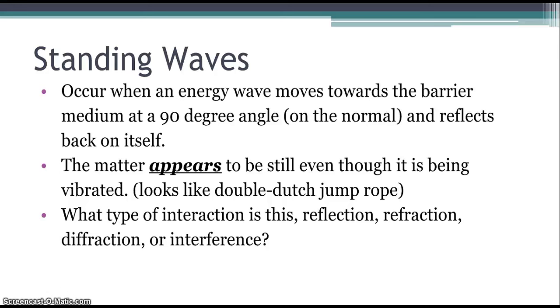But to me, if you know what double Dutch jump rope is, where you have two jump ropes and one's low and one's high at the same time, this is kind of what a standing wave looks like to me. And I want you to think about what types of interaction this would be. If you're paying attention up here, it does say that part of it has to do with reflection. But since the wave is bouncing back onto itself, it also has to do with interference. So it's kind of both reflection and interference.